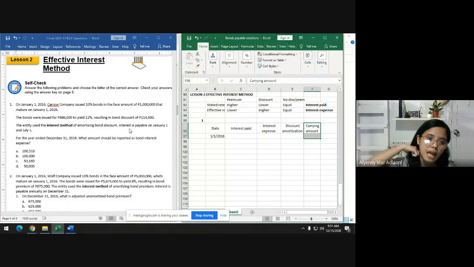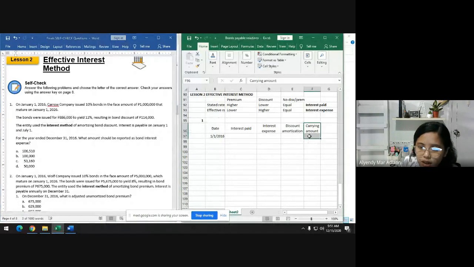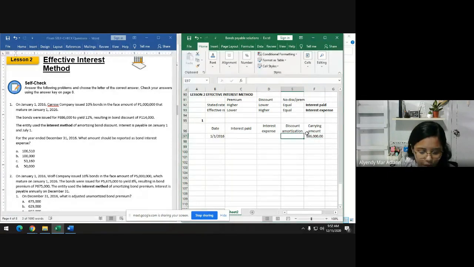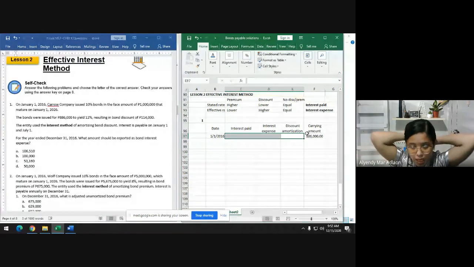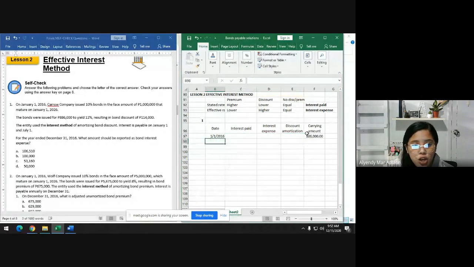So in this problem, actually, the carrying amount is already given. The bonds were issued for 886,000. Okay, so the carrying amount is 886,000. This is the cash received. So of course, on January 1, there is no interest paid yet, no interest expense yet, no discount amortization yet, since it is still the time of issuance. When does the amortization start? On the first interest date.